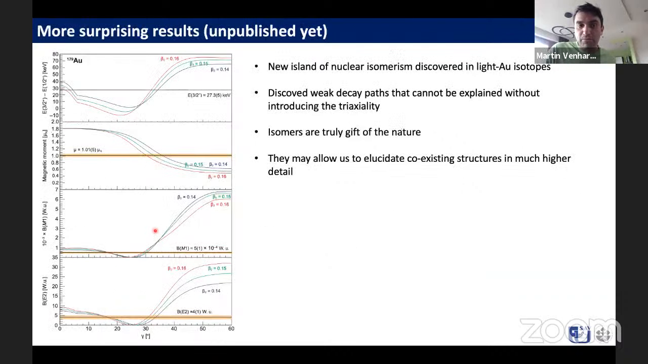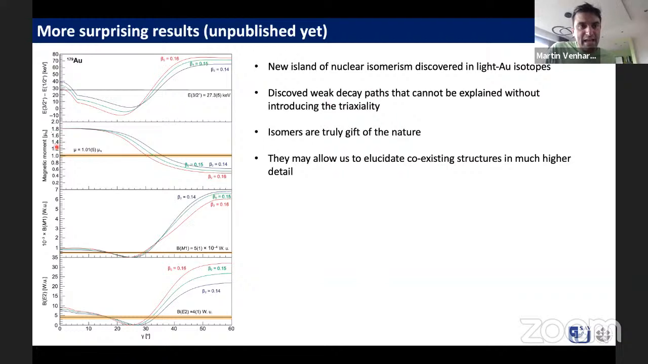However, we proposed more experiments to elucidate it. And one more surprising result appeared, which is unpublished. So I'm showing now unpublished data. We've discovered a new island of nuclear isomerism, which means long-lived states. And they give us access to a lot of information.